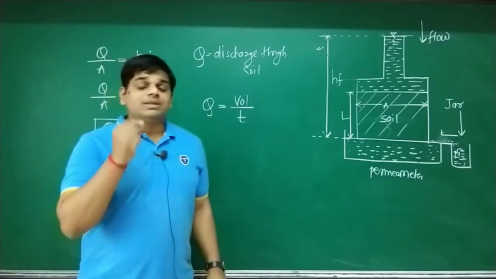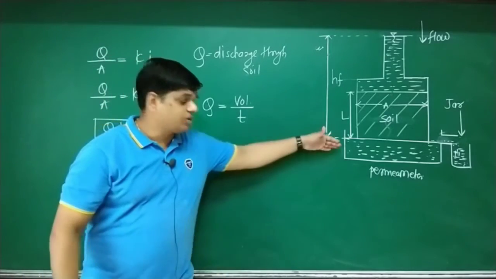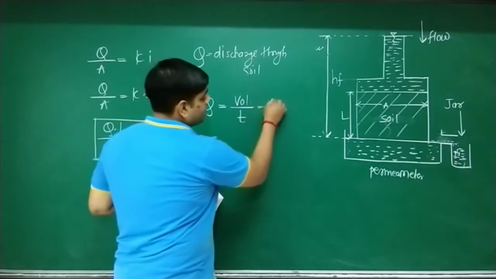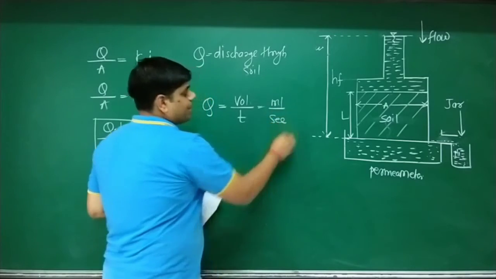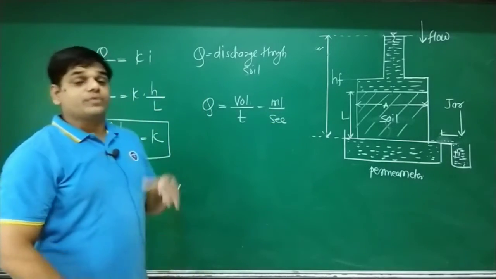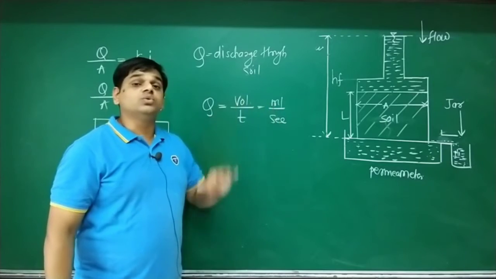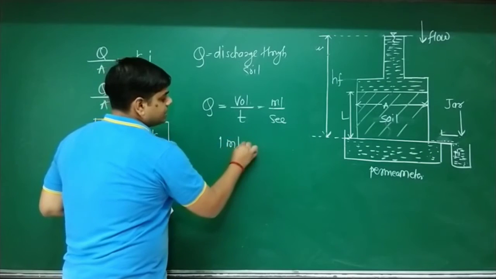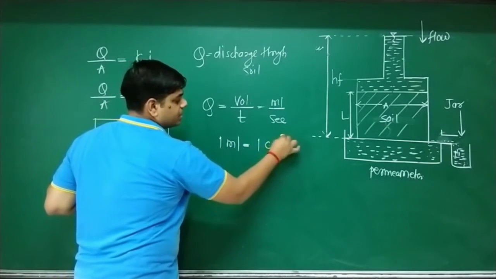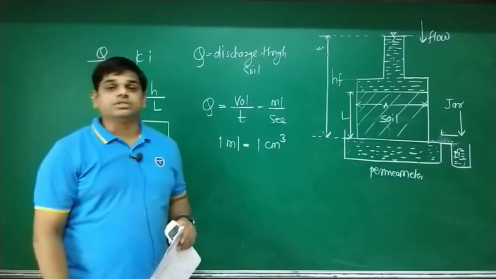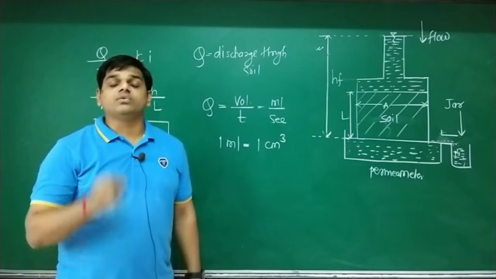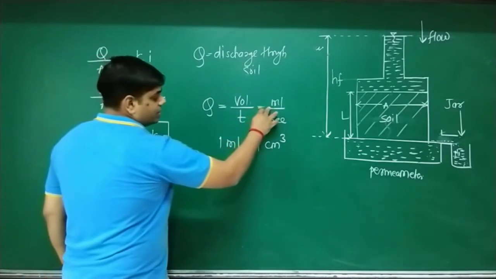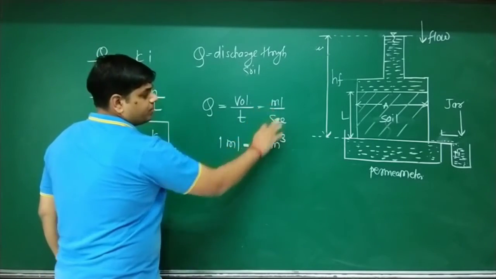Okay. Now suppose the volume of water collected in the measuring jar is measured in ml, and time recorded by the stopwatch is in seconds. Then it is very important to convert that ml to a cubic unit. Remember, 1 ml is equal to 1 centimeter cube. That is very important. So directly you can get this value in centimeter cube per second.